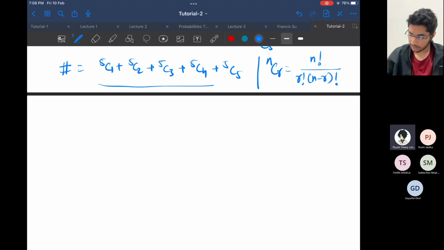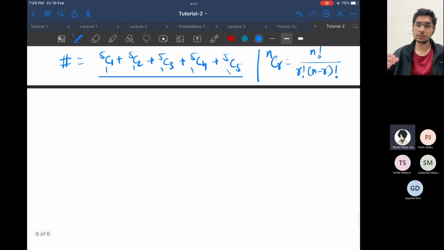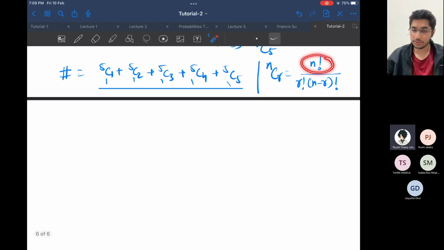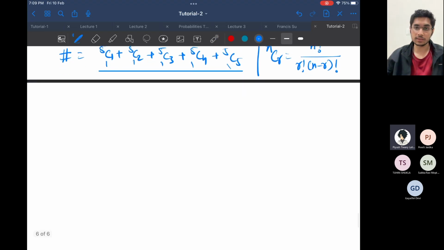Now, how do we calculate this sum? One way is to just substitute and calculate each of them and come up with the final answer. Since 5 is a relatively small number, you can actually do this. However, if you are given something like 32 or 100, calculating 100 factorial using this formula will be cumbersome. So let me tell you a trick to calculate any of these sums. The trick is the following.